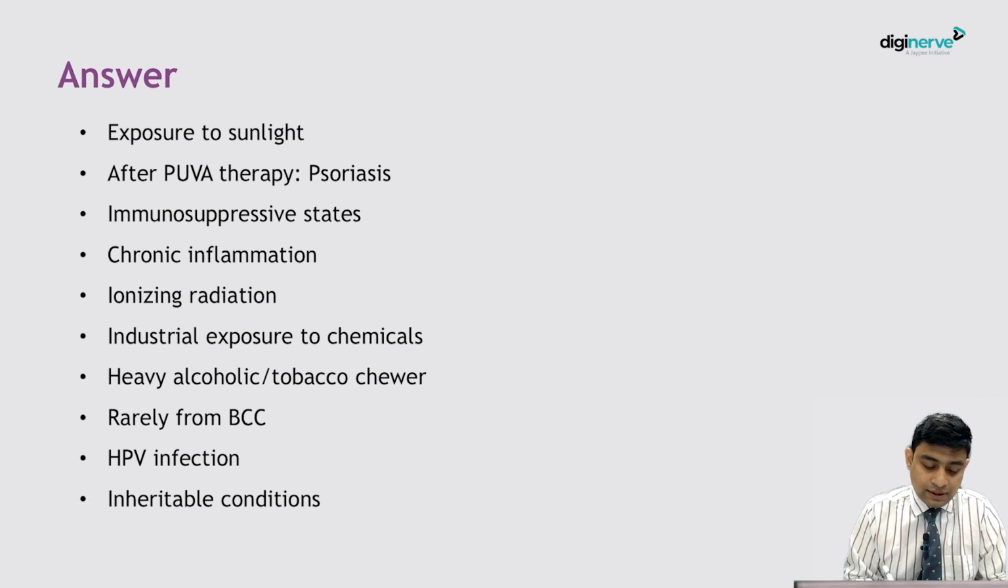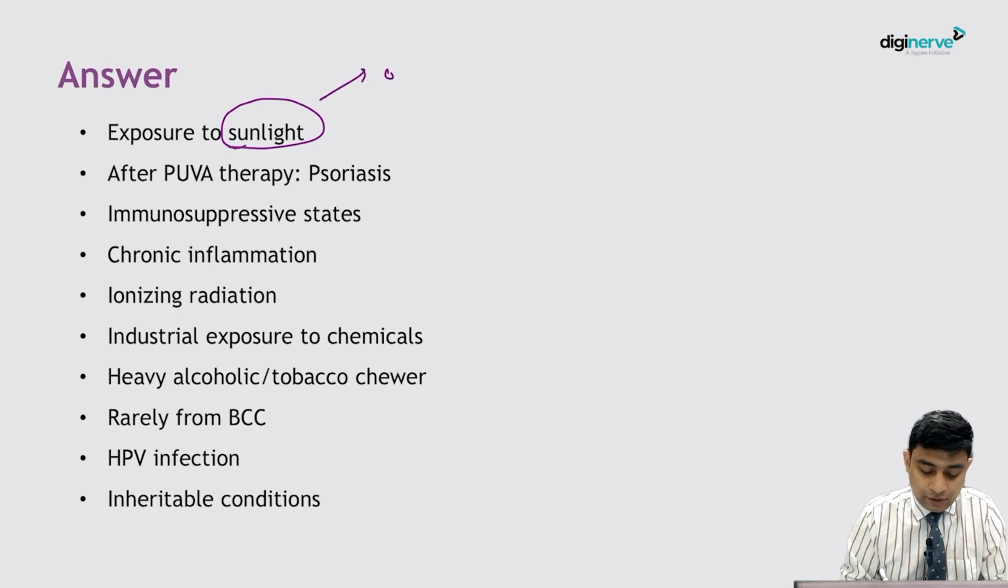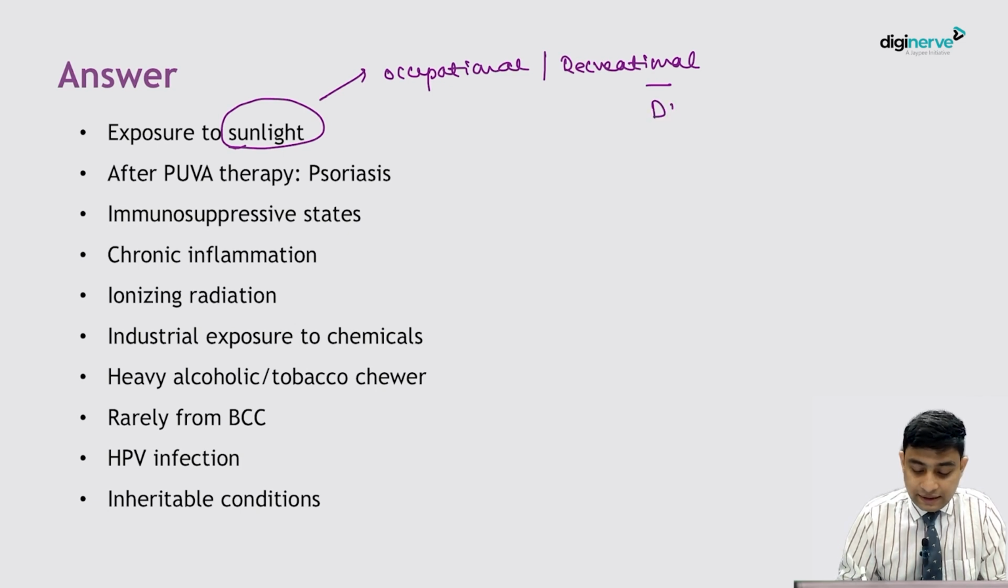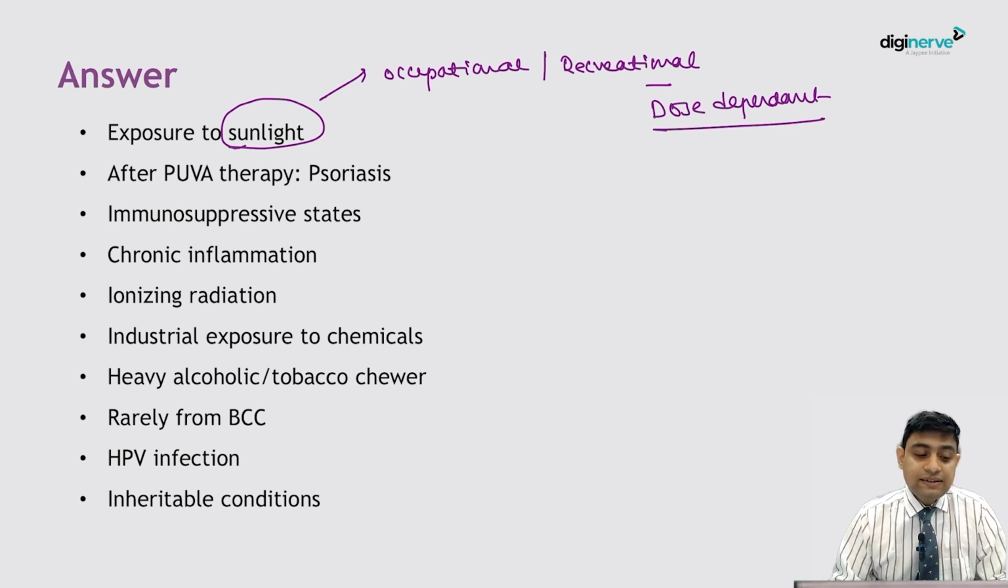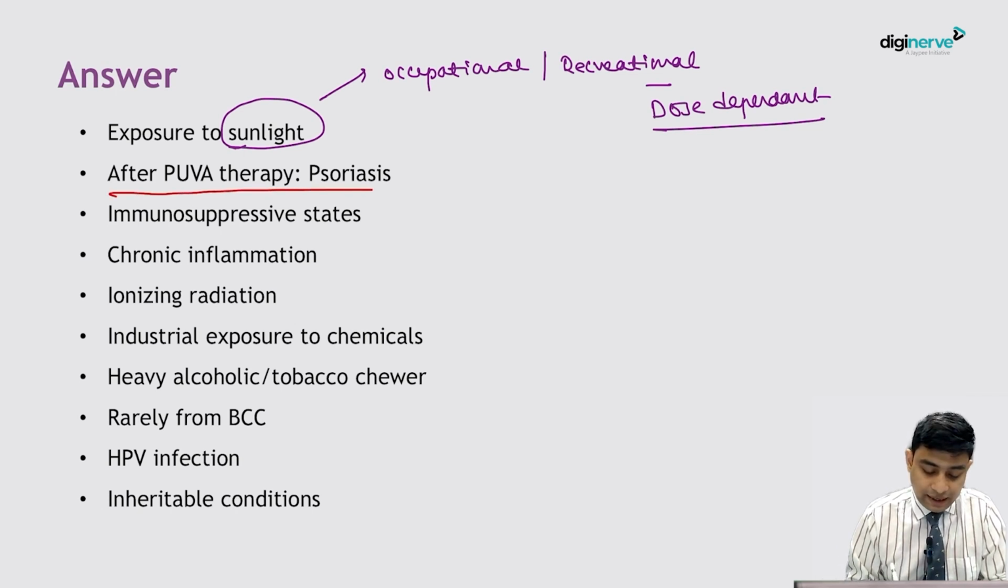Of course, exposure to sunlight is the most common reason why you get squamous cell carcinoma. Initially, it was said that it was an occupational hazard, but now it is more of a recreational exposure, because there are people with fair skin who go to the beaches and use tanning beds. And of course, it is actually a dose dependent relationship of developing these malignancies in the individual, okay. So if you use UVA for psoriasis, the psoralen based treatments, that is also a risk factor.